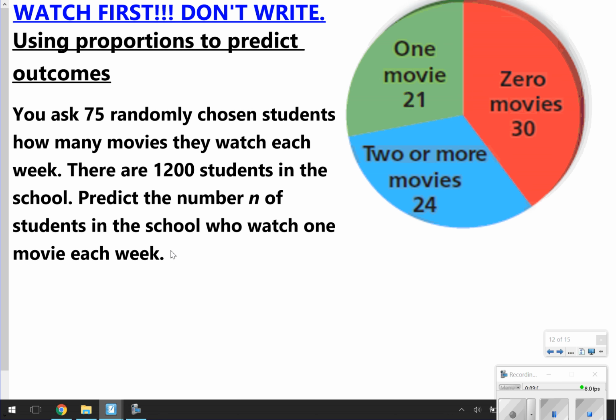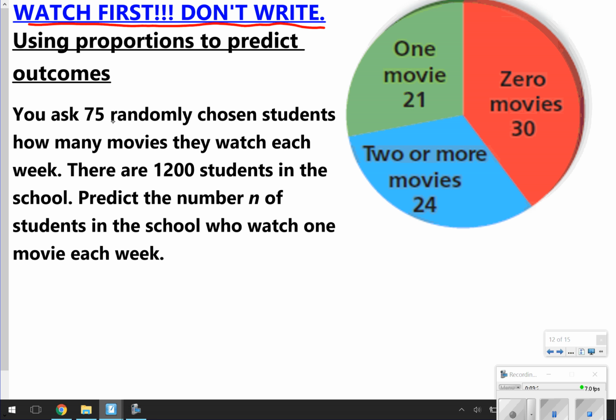The last question you have will be on the next slide. You're just going to watch this one, so don't write anything. Just watch how I do this question. It says, using proportions to predict outcomes. You ask 75 randomly chosen students how many movies they watch each week. In the school, there are 1,200 students that are attending. Predict the number N of students in the school who watch one movie each week.